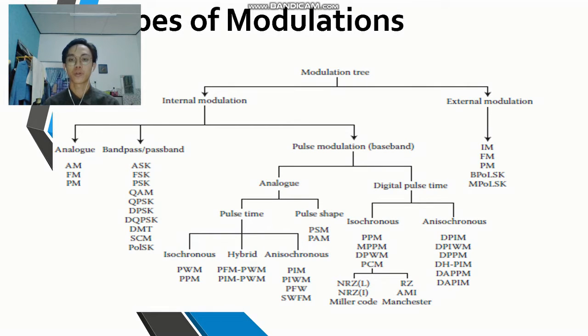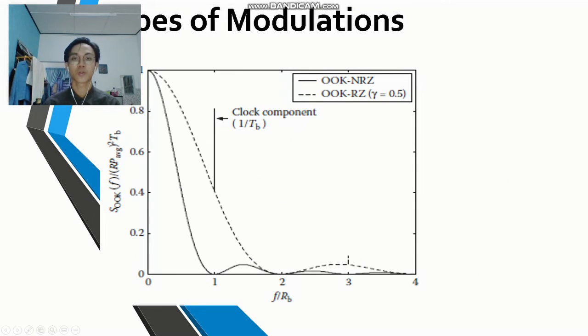Types of modulations. As you can see, this is the modulation tree. Each and every one of these can be used as a modulation technique, but in this project we are only focusing on digital modulations. In this case, we are focusing on on-off keying modulations. This is on-off keying non-return to zero versus on-off keying return to zero.